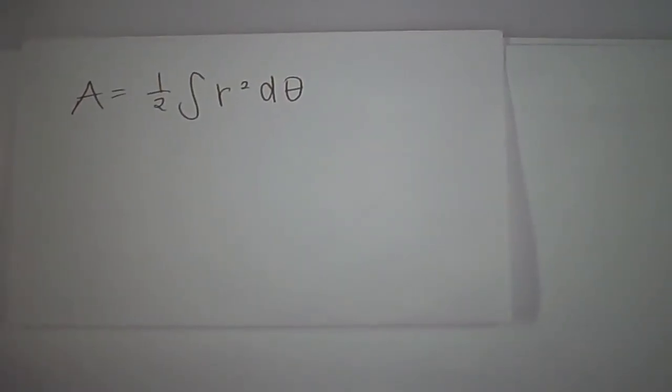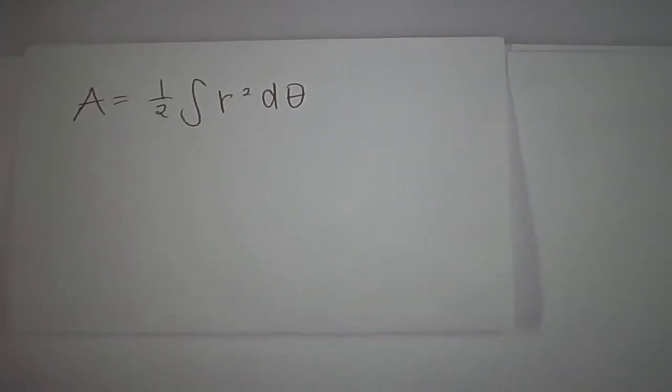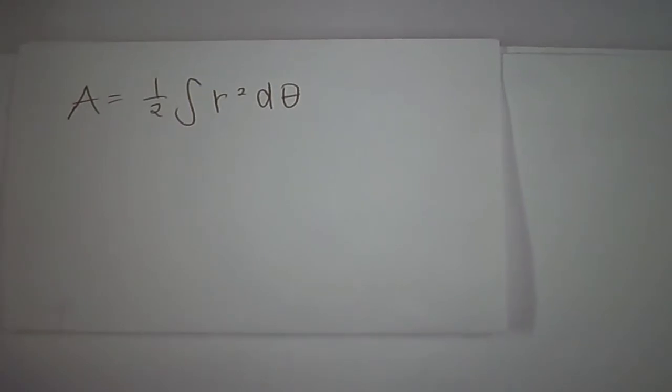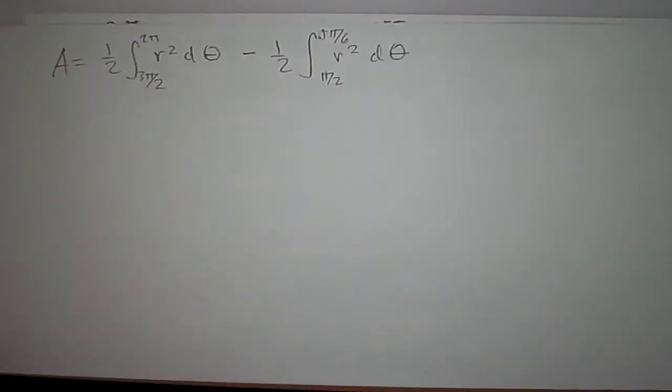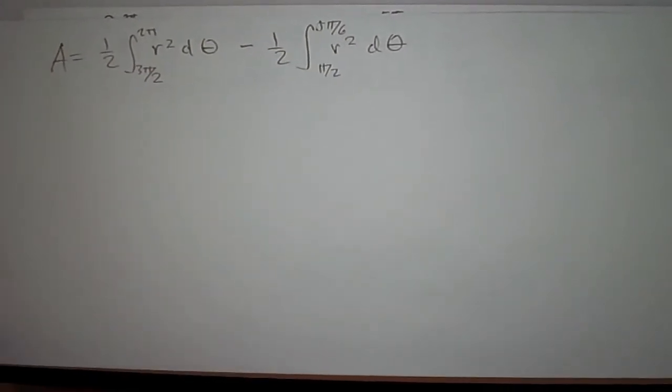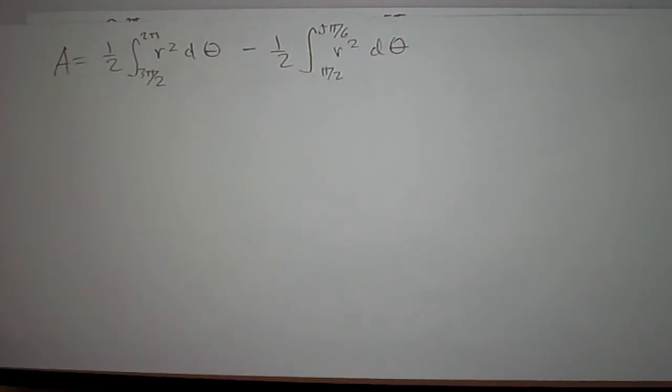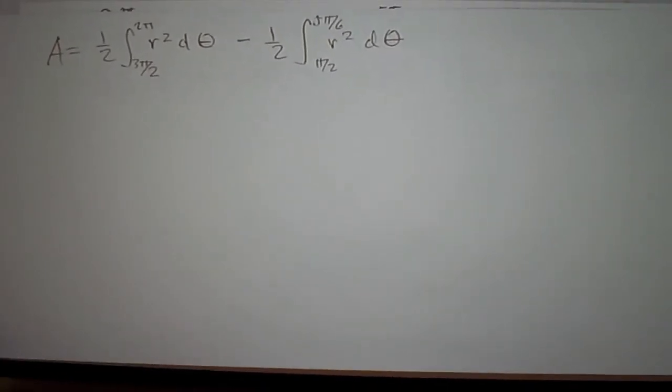So now we apply the area under a polar curve formula to the specified intervals we mentioned earlier, which are 3 pi over 2 to 2 pi and pi over 2 to 5 pi over 6. And we're going to have to subtract them, so we're going to end up with 1/2 times the integral of r squared d theta between 3 pi over 2 to 2 pi minus 1/2 times the integral of r squared d theta between pi over 2 to 5 pi over 6.